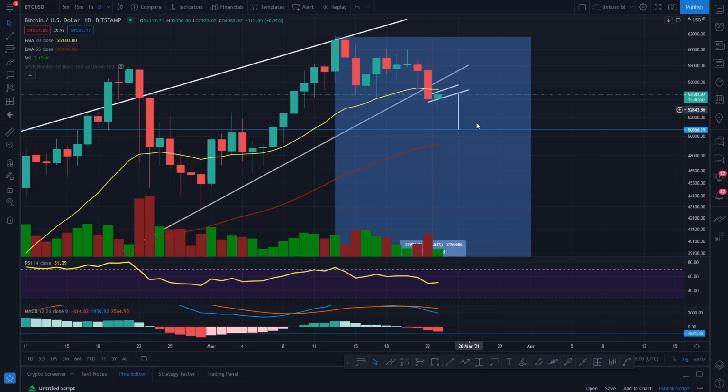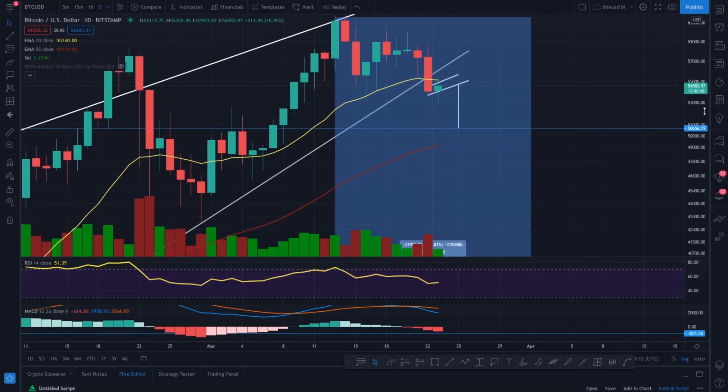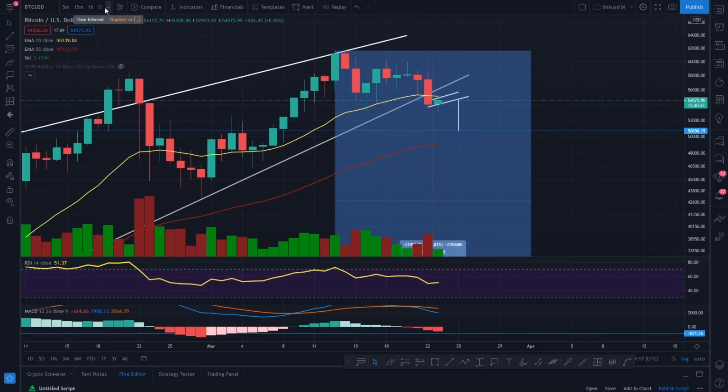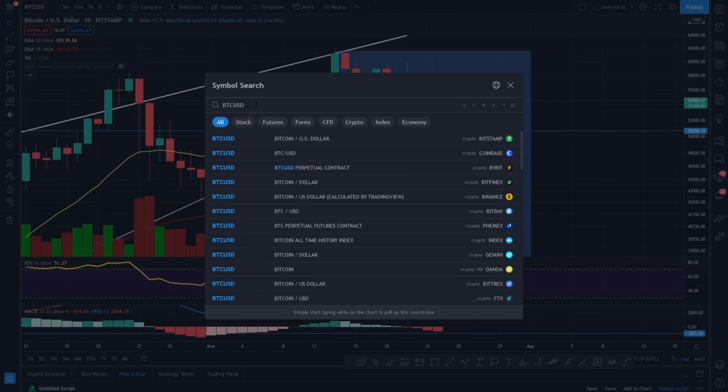Not financial advice. I don't want to give financial advice. I'm just saying what I see. At the minute, we look quite bearish, given the price structure. So what I'm going to do is jump onto Ethereum right now for you guys.